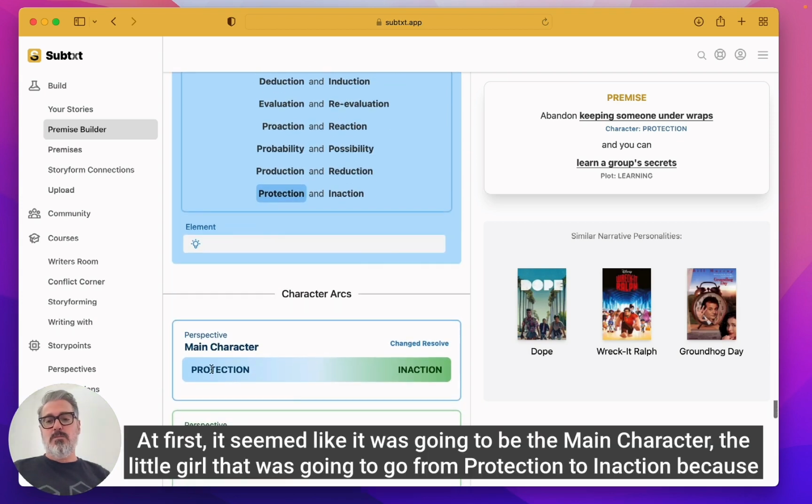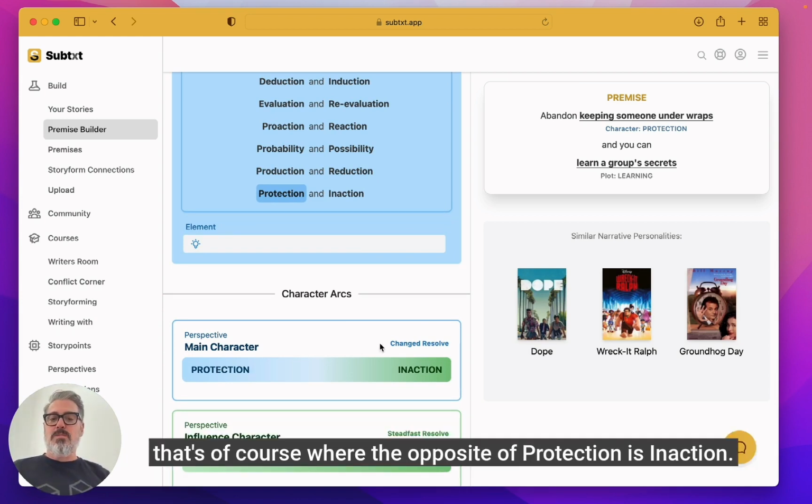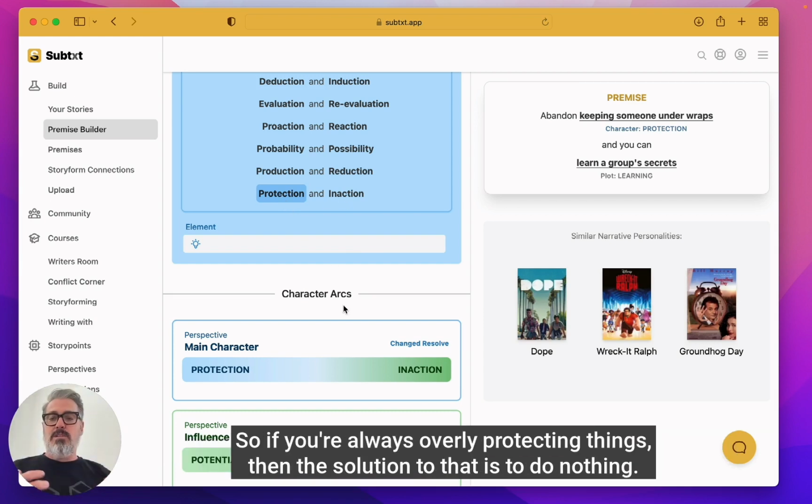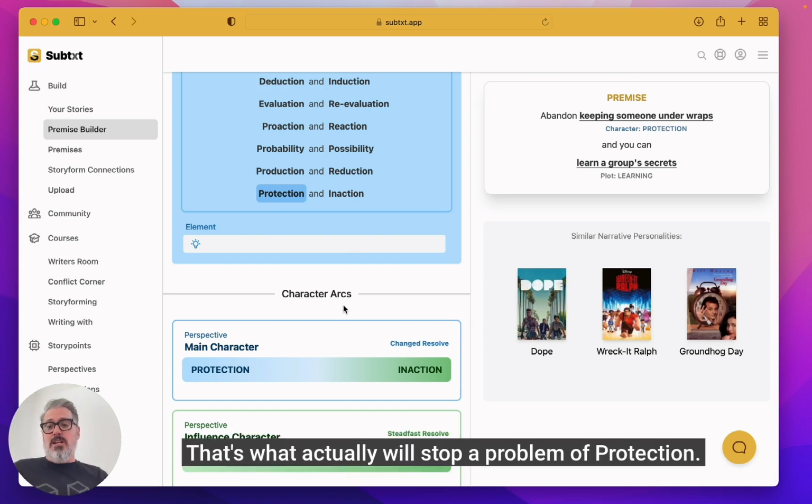At first, it seemed like it was going to be the main character, the little girl, that was going to go from protection to inaction, because that's, of course, where the opposite of protection is inaction. So if you're always overly protecting things, then the solution to that is to do nothing. That's what actually will stop a problem of protection.